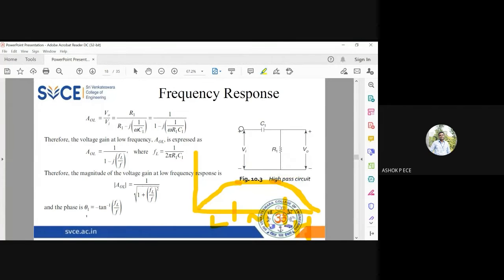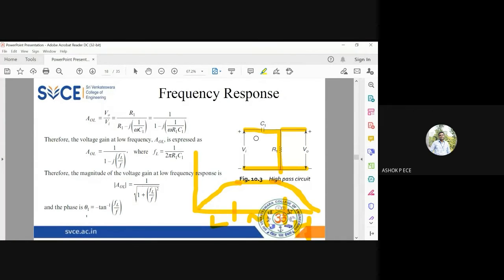When you have capacitance in series and resistance in shunt, it is called a high pass circuit, high pass filter. How is it a high pass filter? I will just justify this. Please listen carefully.